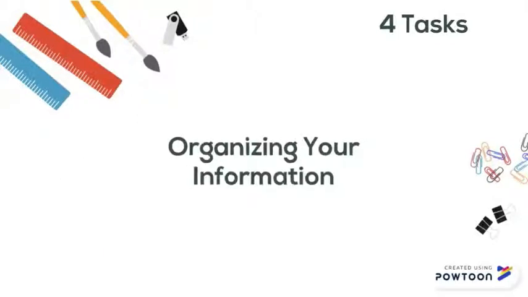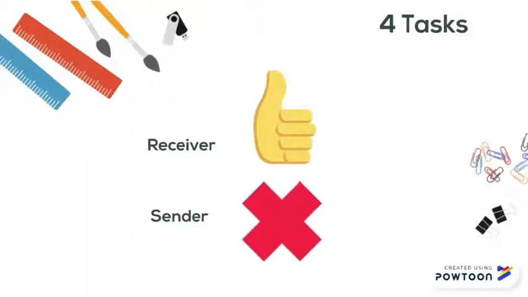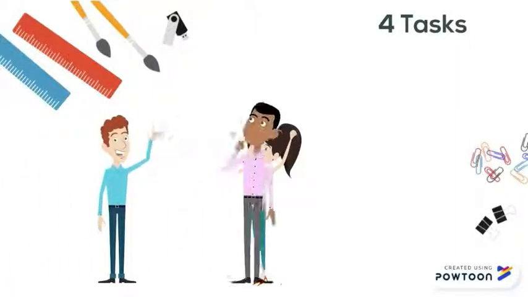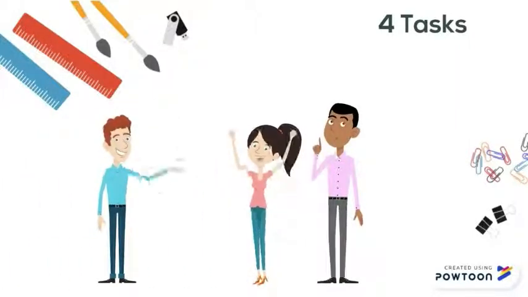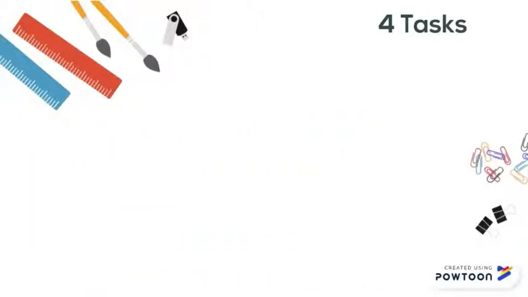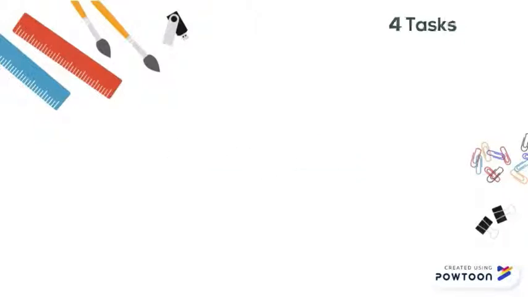Next is organizing your information. The most important thing about a persuasive message is that it is about the receiver and not the sender. For instance, if you're trying to convince others to join you in a business venture, explain how it will help them, not how it will help you. For persuasive business messages, the choice between the direct and indirect approaches is also influenced by the extent of your authority, expertise, or power in an organization.